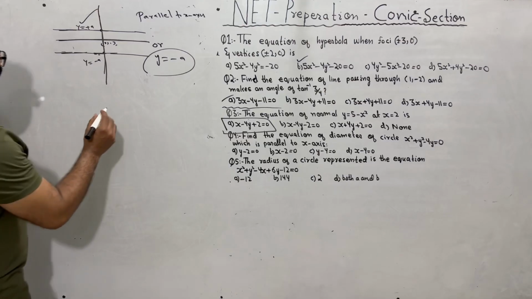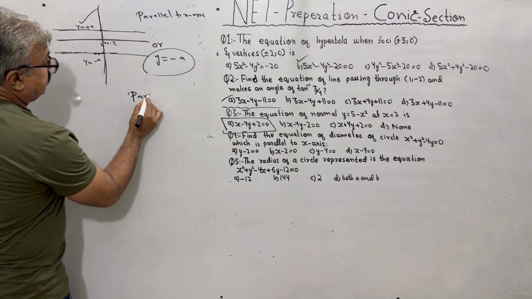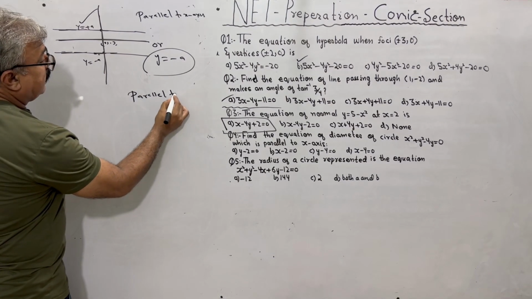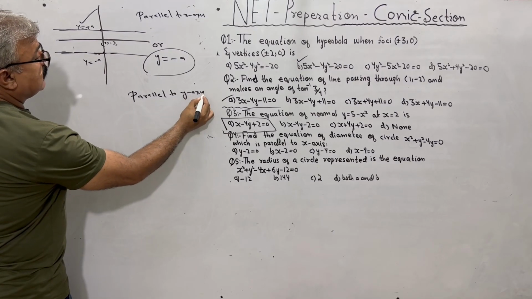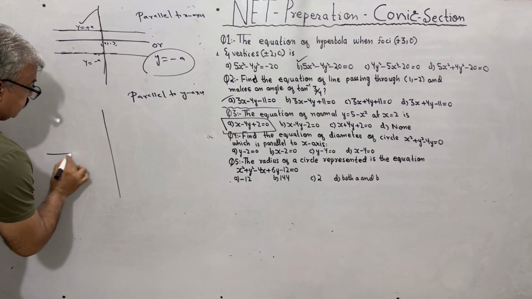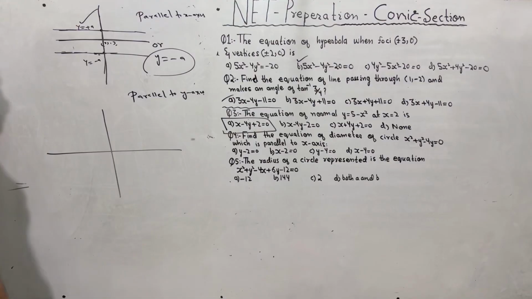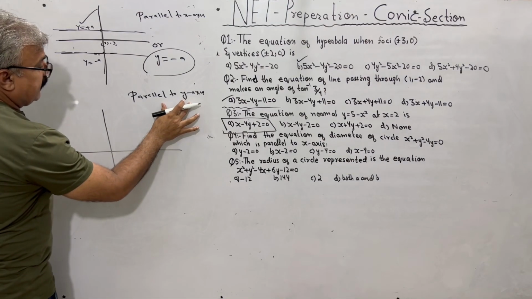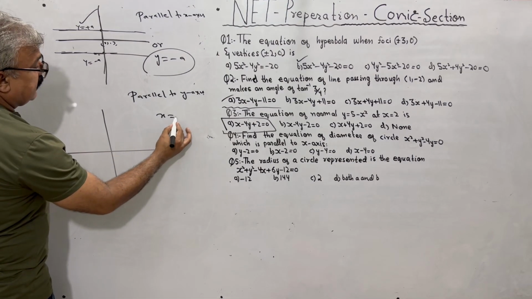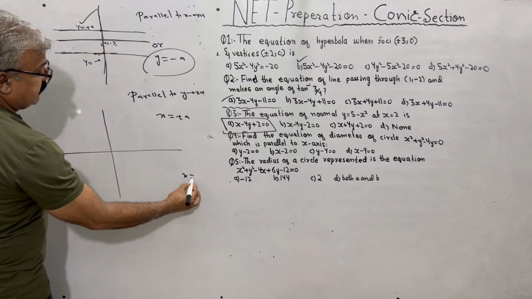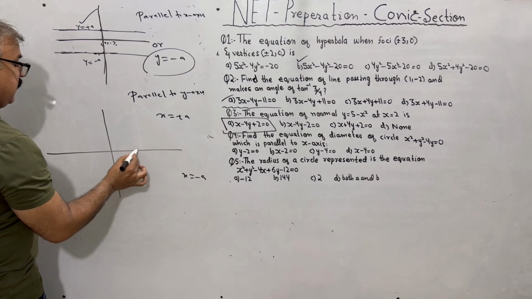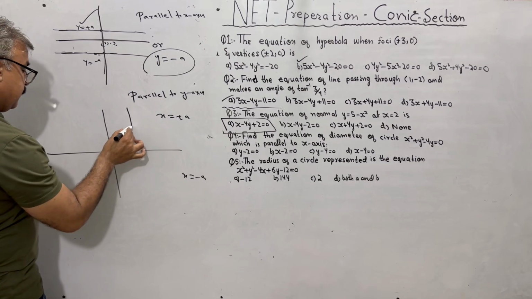What happens when it is parallel to the y-axis? This is our origin, that is positive x, negative x. Parallel to the y-axis, we have two possibilities. x is equal to positive a, similarly x is equal to negative a. For x equal to positive a, the line can be drawn on the right hand side.